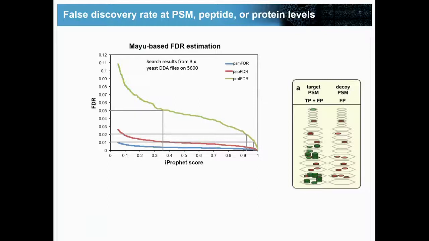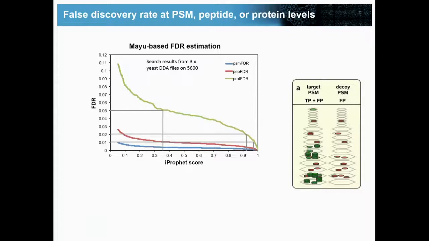And the reason why this is important, so here's a graph of the estimated FDR at the peptide spectrum match level, the peptide level, or the protein level for a given data set, right? So that's the FDR, and then on the x-axis is this iProphet score, which you can essentially think of as like a database search engine score, right? So you can see at a given score, you can have a very low false discovery rate at the peptide spectrum match level, a bit higher at the peptide level, and significantly higher at the protein level.